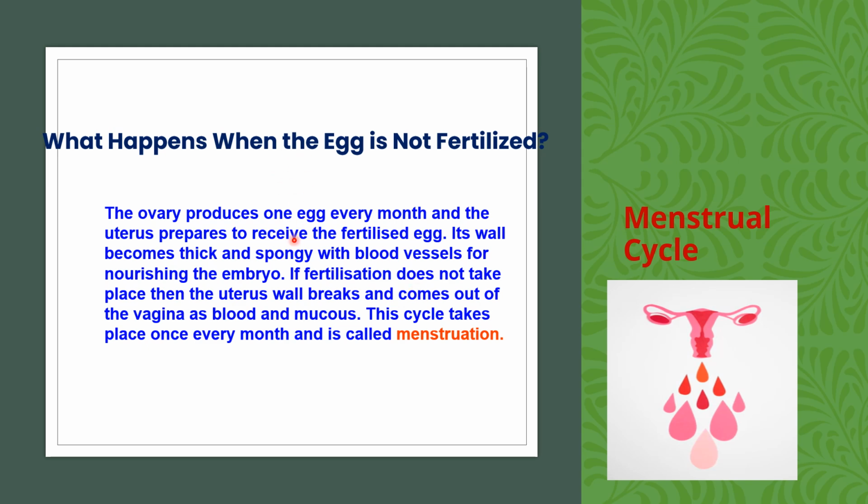I hope you got it, children. So I think girls usually come to know about this, right? Every month once we will get periods, and that is what we call the menstrual cycle. That is the blood and mucus which comes out from our body through the vagina. This process is called menstruation. I hope you got it. Let us move on to the next slide.